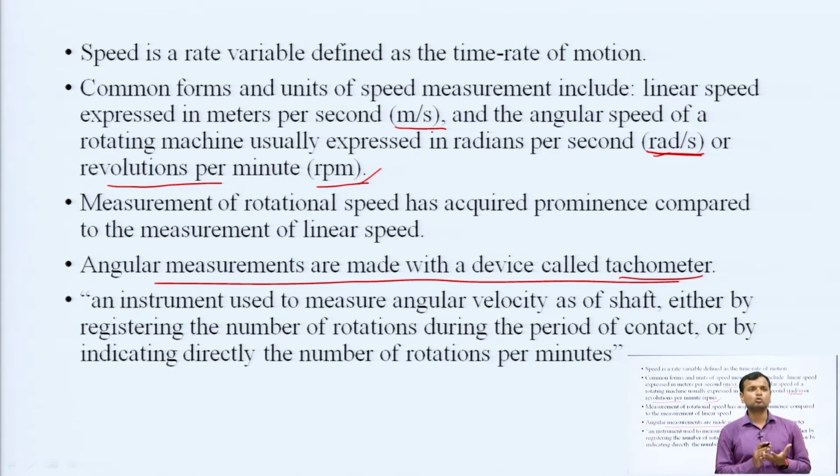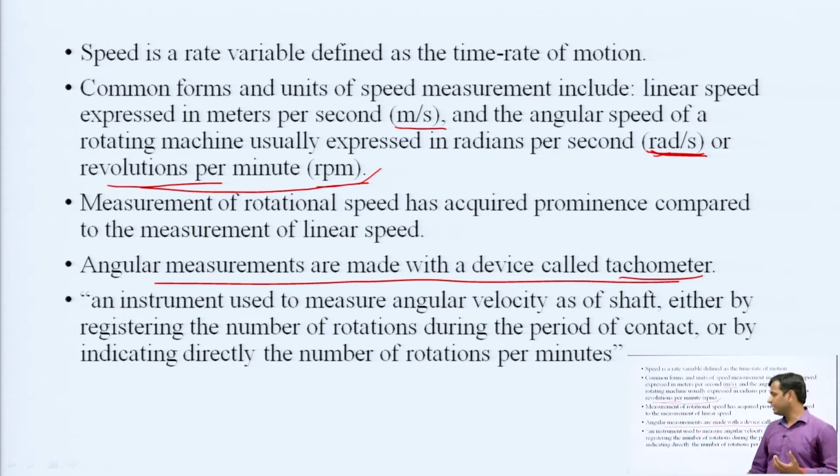It is an instrument used to measure the angular velocity of a shaft, either by registering the number of rotations during the period of contact or by indicating directly the number of rotations per minute, which gives you the angular displacement or angular measurement. So you can calculate angular motion, angular speed or angular displacement in terms of radians per second or revolutions per minute. The same thing is written in this definition.